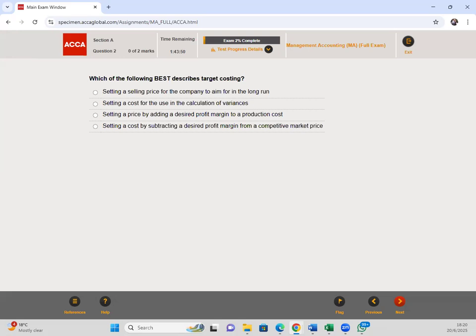Yes, D. So in target costing, we set a cost by subtracting the desired profit. That's what we did in my example. I subtracted the $80 profit from the selling price of 400 to get the targeted cost of 320. So in target costing, we subtract the profit that we want from the selling price, then we get our targeted cost. Then now let's move on.